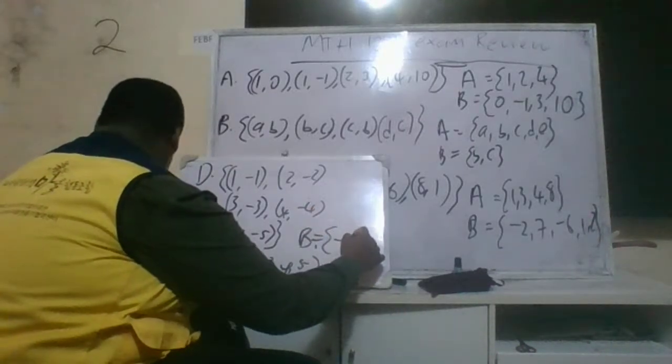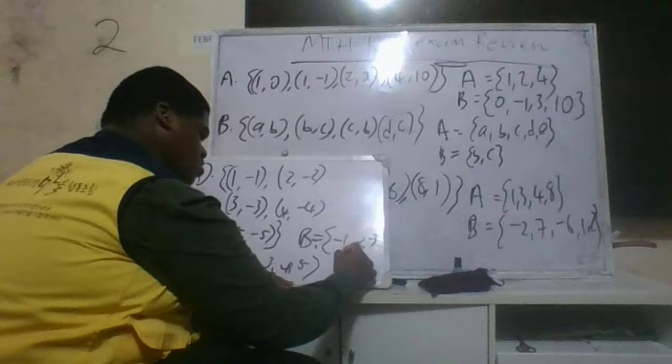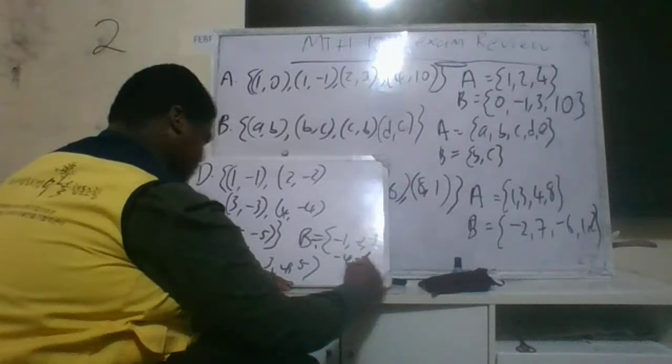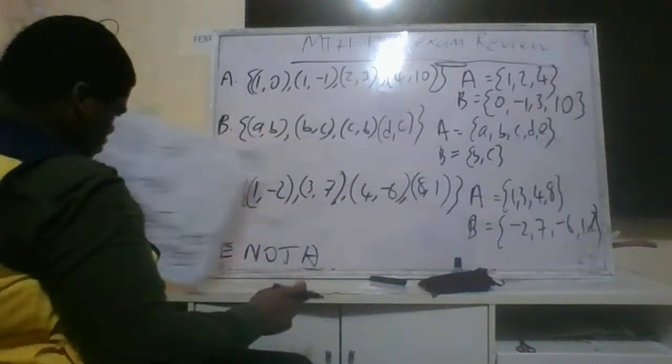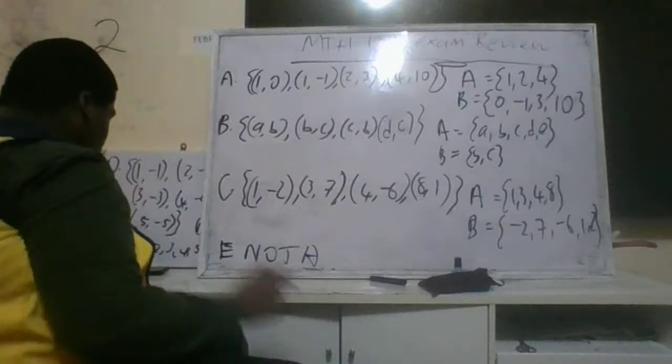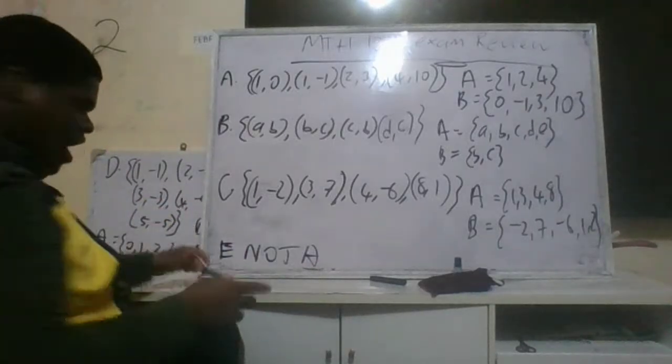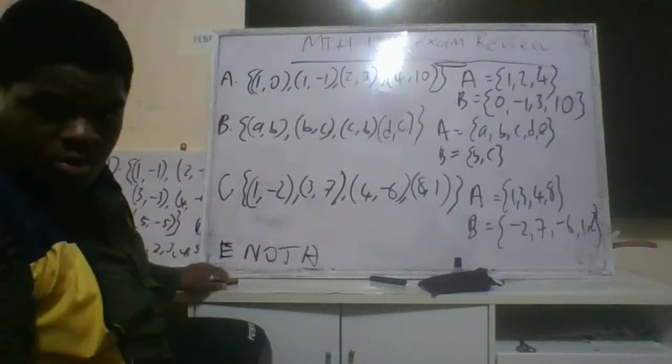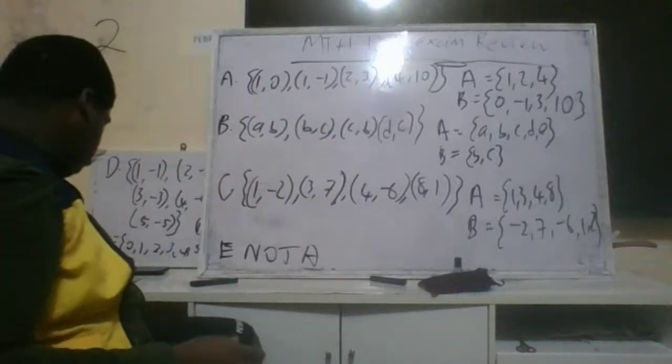Is equal to -1, -2, -3, -4, -5. Good. Now, before I tell you the answer and tell you why the other options are wrong, I want to give a little bit of introduction to the question.